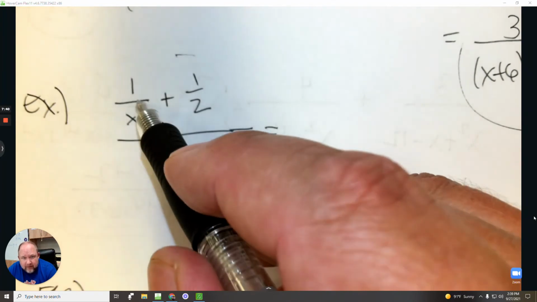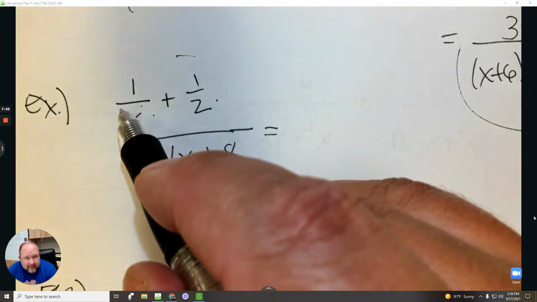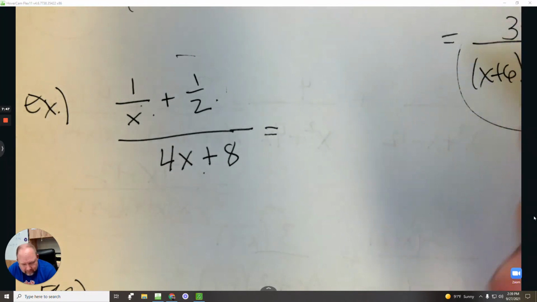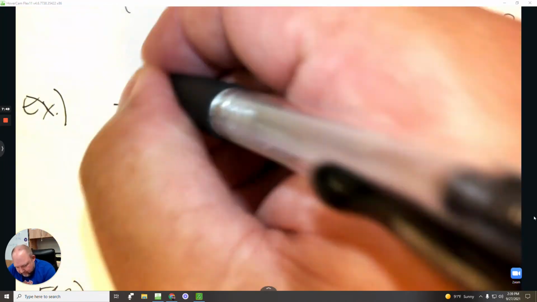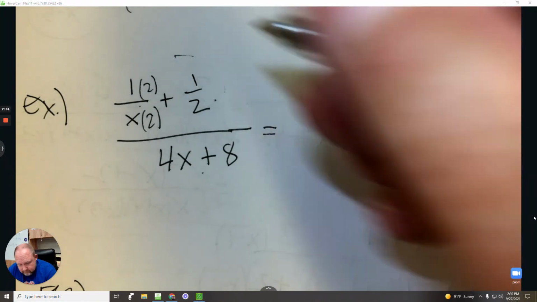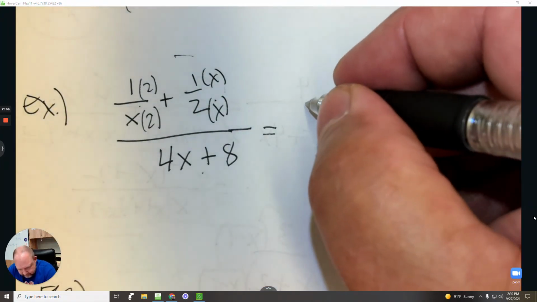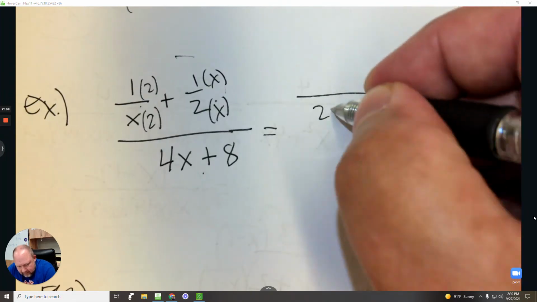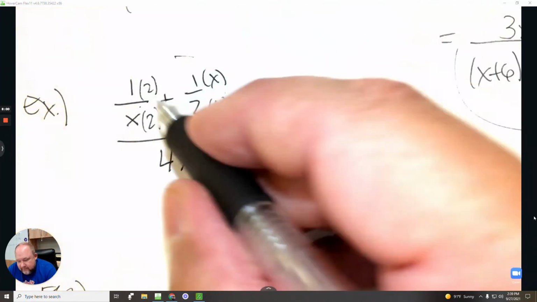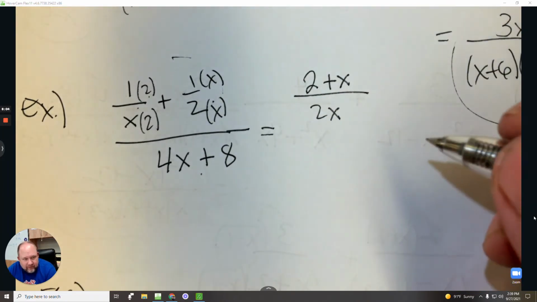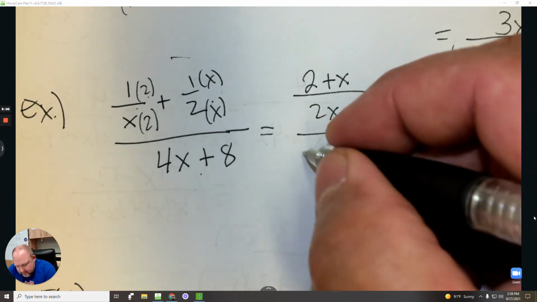So this numerator has 2 fractions. I need to write it as one fraction. Well, I need common denominators to write it as one fraction. So I'm going to multiply the first one by 2 and the second one by x so I can get common denominators. So my common denominator is 2x, and 1 times 2 is 2, and 1 times x is x. So now it's one fraction.